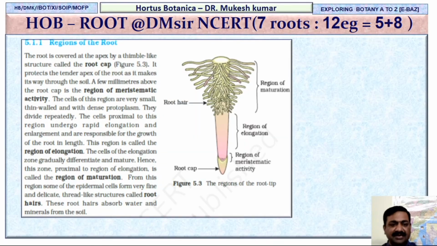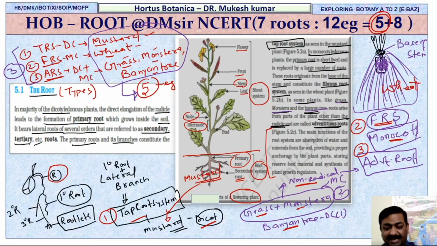Now, come. We're talking about the function of root. See, this is the function of root. So main function of root system is absorption of water from soil, providing the anchorage to the plant's part, first function. Second, anchorage. Third, storing reserve food material. And final, synthesis of growth regulator.